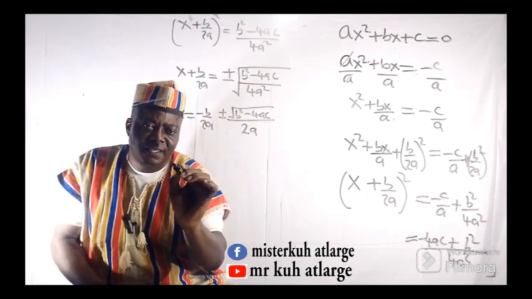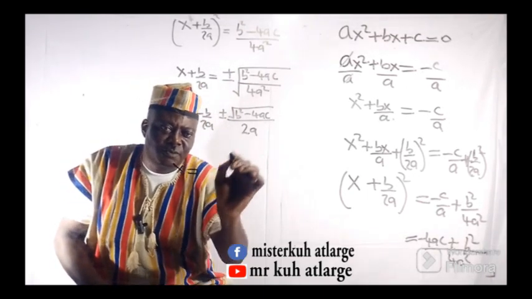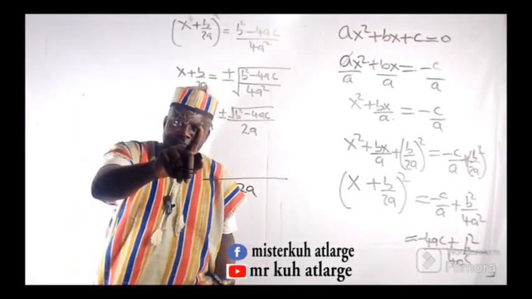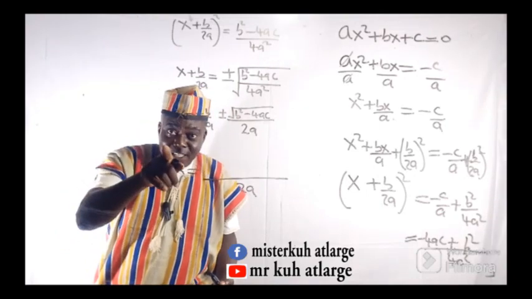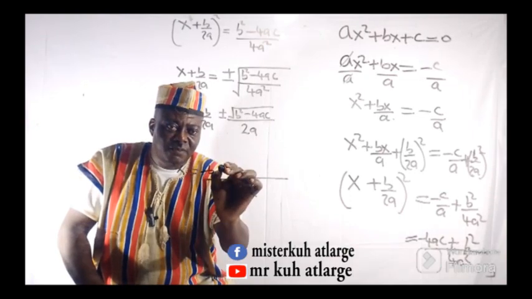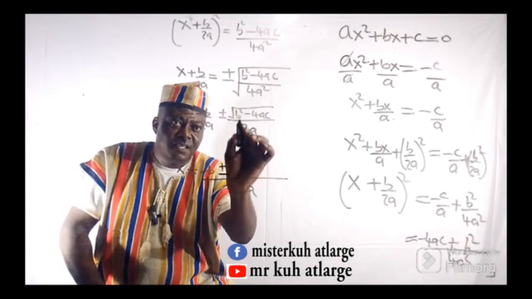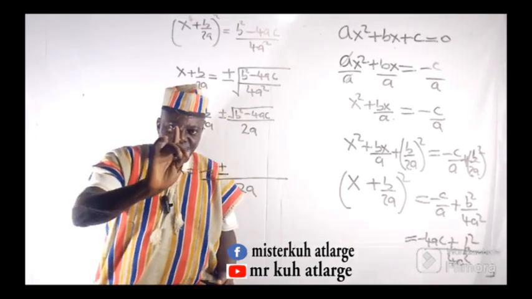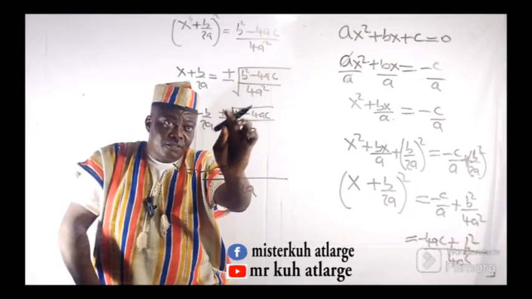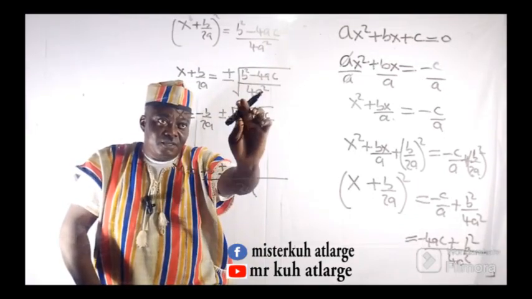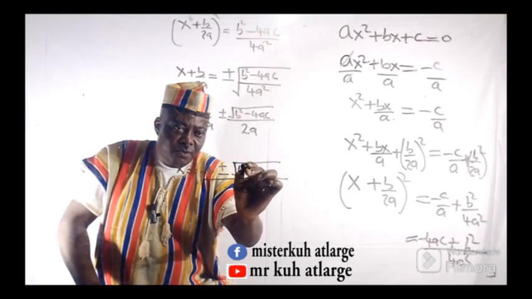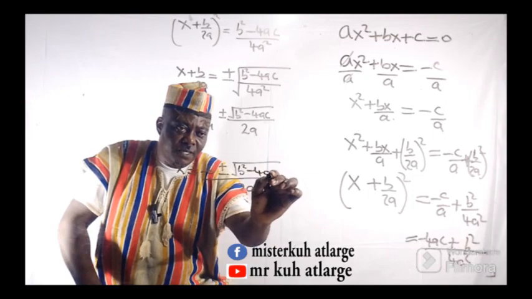I'll give a space here. So x now will be equals to this one. The square root will be 2a. 2a into 2a is 1. 1 times minus b is minus b. So you have plus or minus here. So 2a into 2a is 1. 1 times all of this thing here, 1 times is the whole of this. So it becomes square root of b squared minus 4ac.